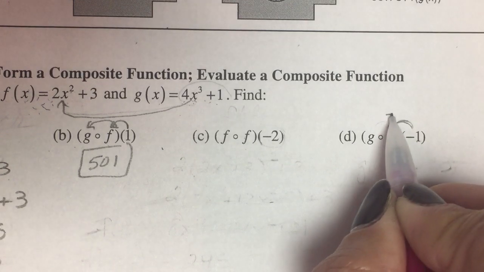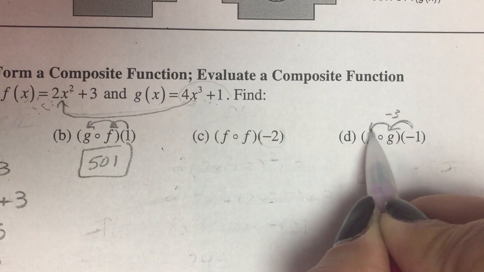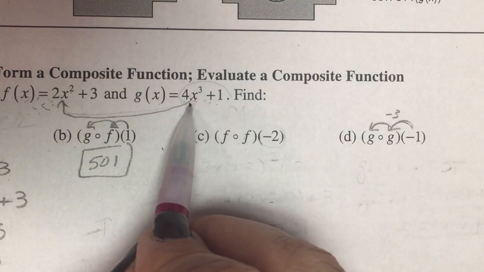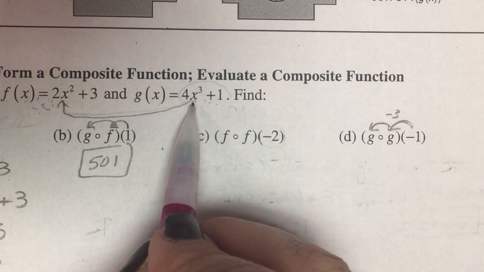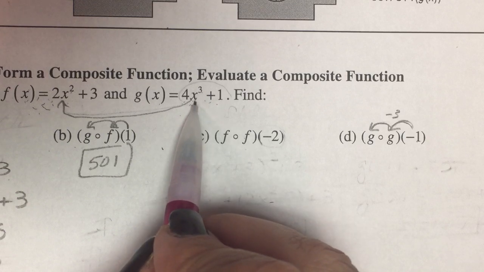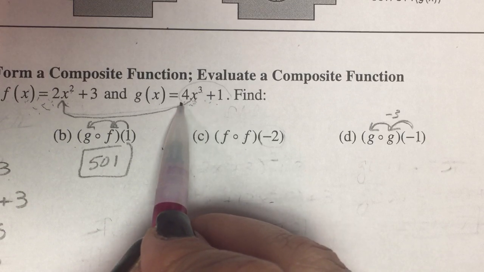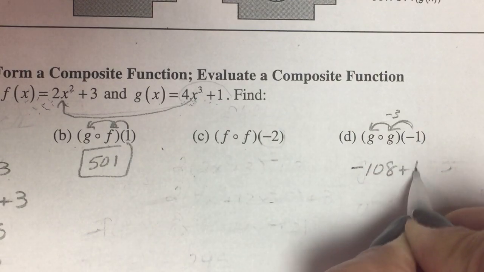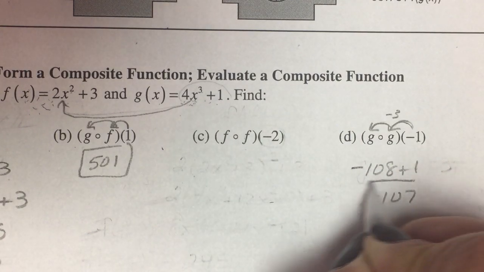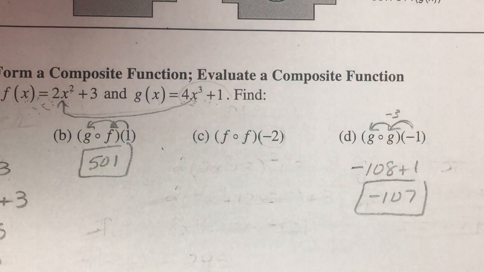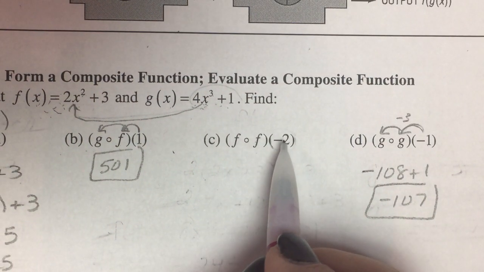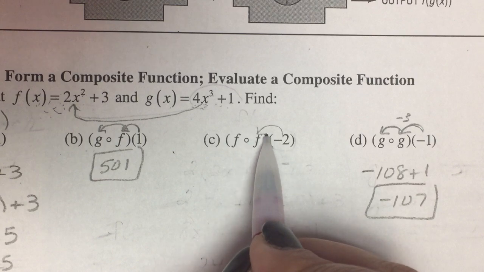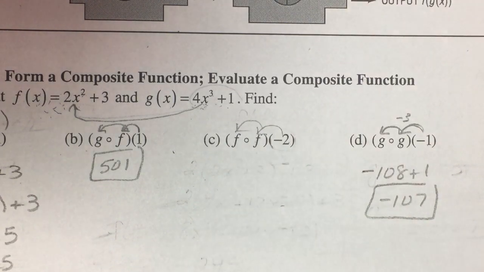Take -3 then and plug it back into G. If I plug in a -3 for G, -3 cubed is -27, times 4 is -108. Better write that down. Plus 1 is going to give me -107. If I were to do this one, you would take -2, plug it into F, take that answer, plug it back into F.